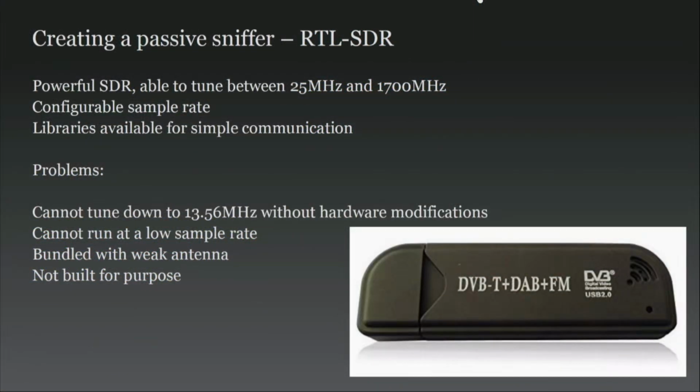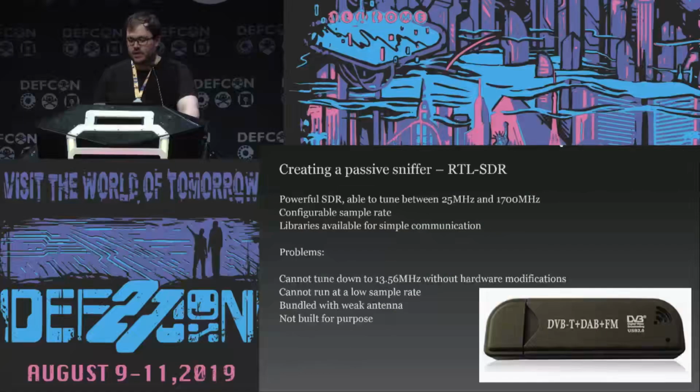passive sniffer. Now, I did this with an RTL SDR, which we all know is a very, very basic, very cheap SDR tool that's definitely not meant to be an SDR tool. This is a device that was basically reverse engineered from TV tuners that people use via USB, but it has some very great libraries that basically allow you to work with it as an SDR tool. There are some problems with it, that it can't tune down to the exact frequency that's being worked with for NFC.